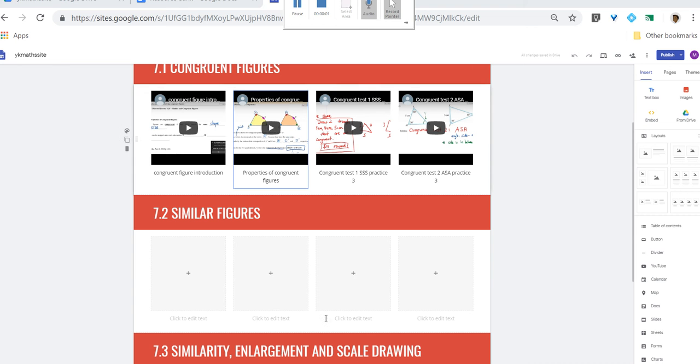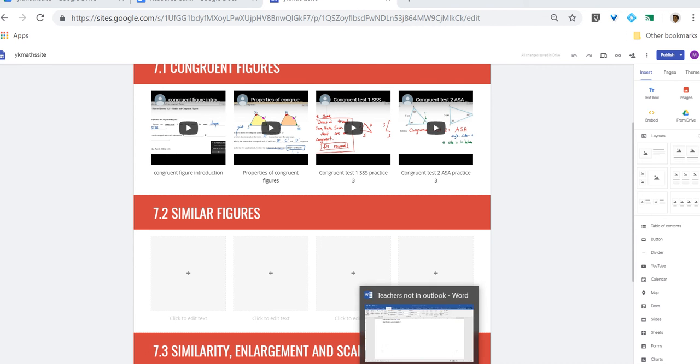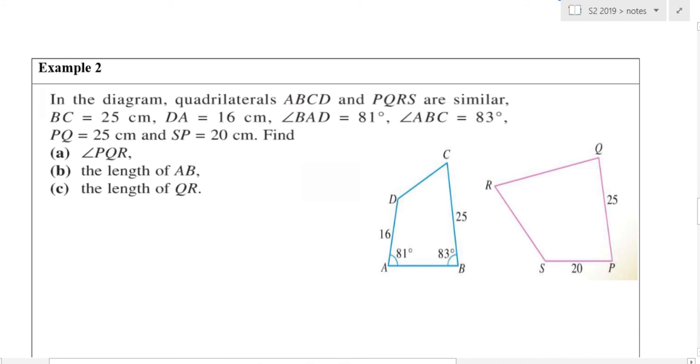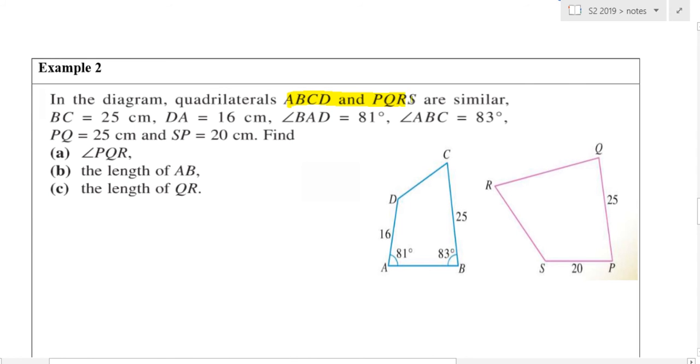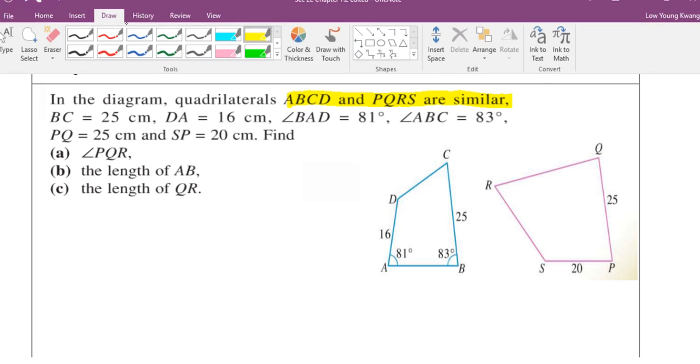We are still on similar shapes. Let's look at example two and see how to solve it. Can you highlight the most important statement? This. Now, do you know that once I highlight this, Sean, I don't even need to refer to the diagram. Let me show you the magic.